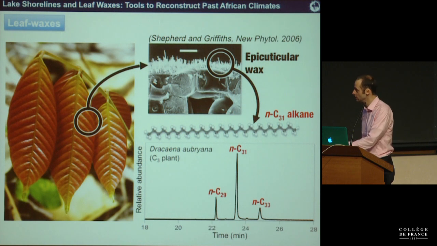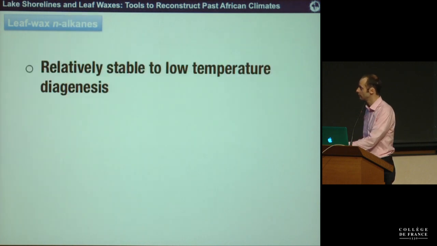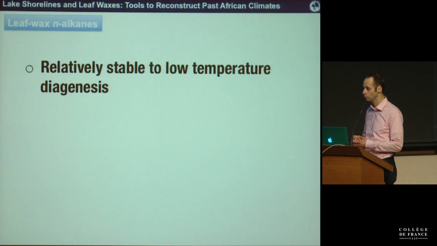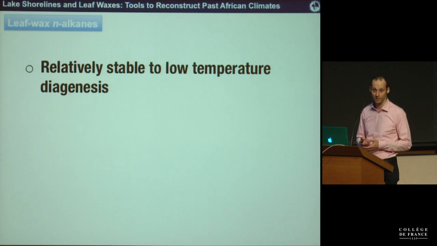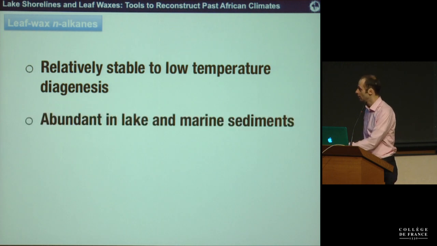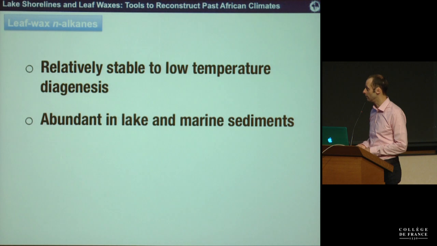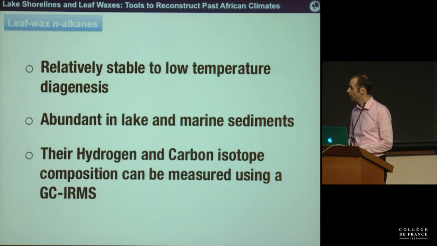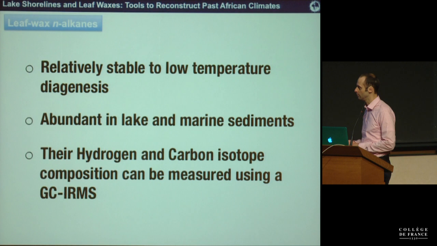And these molecules are long-chain, odd-numbered alkanes. So why is it interesting to work with these molecules? First, since they do not have exchangeable hydrogen, they are relatively stable to low temperature diagenesis. And so you can find them in very, very old sediment or rocks. They are also very abundant in lake and marine sediments. And their hydrogen and carbon isotopic composition can be measured using this gas chromatograph coupled to the isotope ratio mass spectrometer. And this technology is available since the 90s.